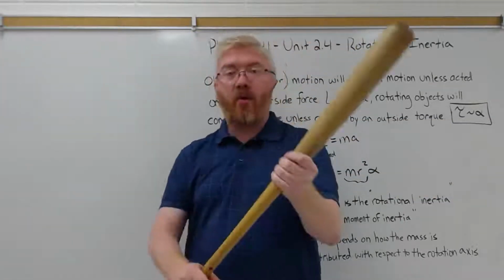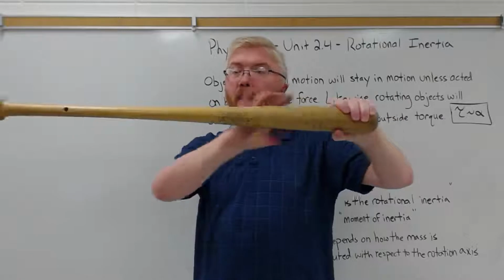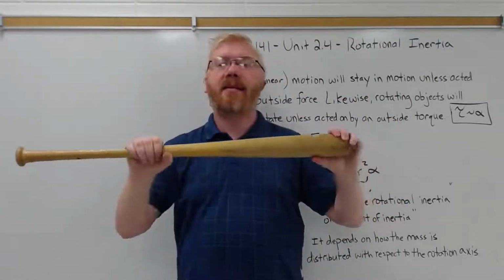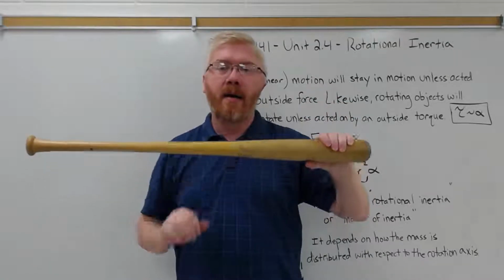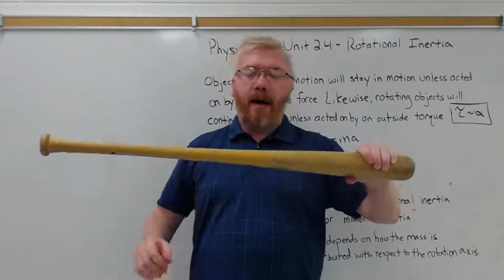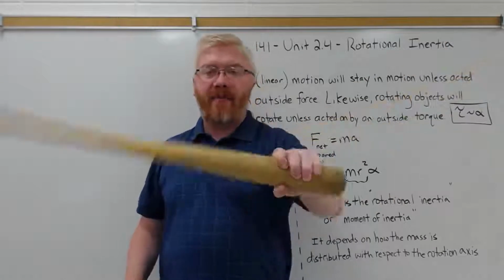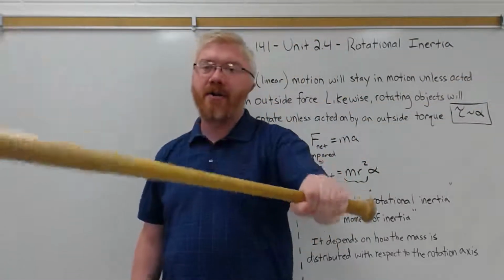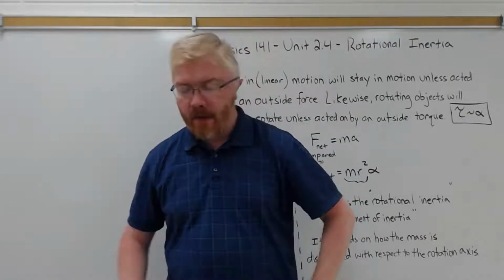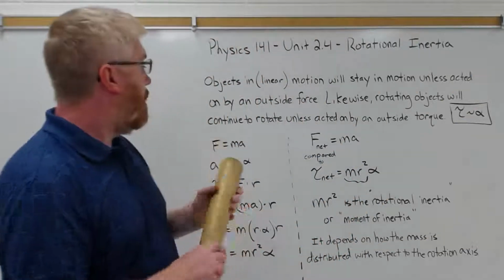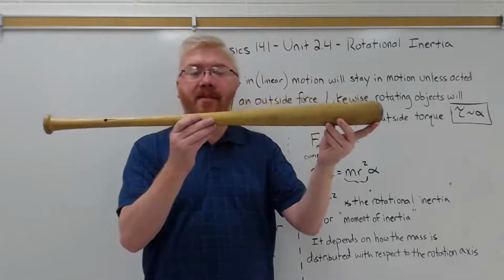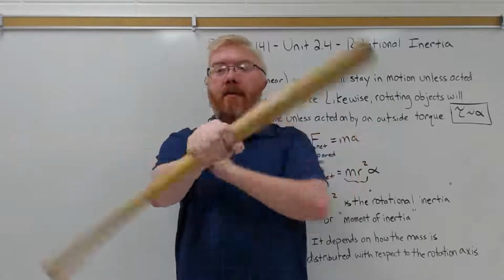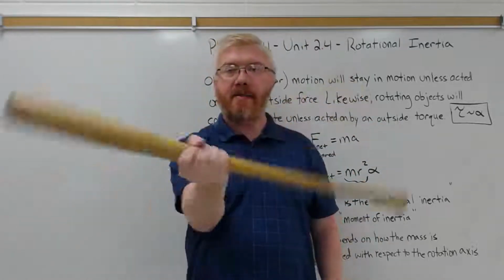Grab a bat or grab something that has more mass on one end than another, a broom, for instance. Although a broom might not be a great thing because it doesn't have that much extra mass on one side. A baseball bat works really well. But just grab the fat end, easy to swing around. Grab the thin end, much harder to swing around. So it depends on how the mass is distributed with respect to the rotation axis. If I grab it in the middle, now the mass is close to the rotation axis, this is actually pretty easy to do as well.